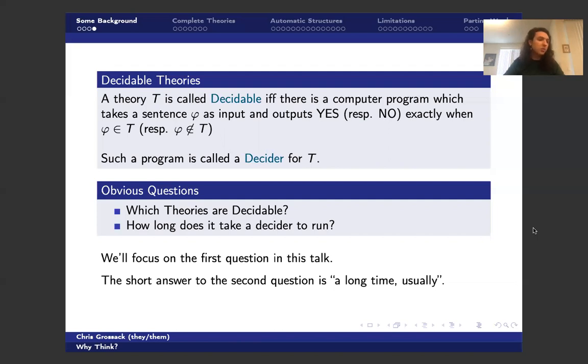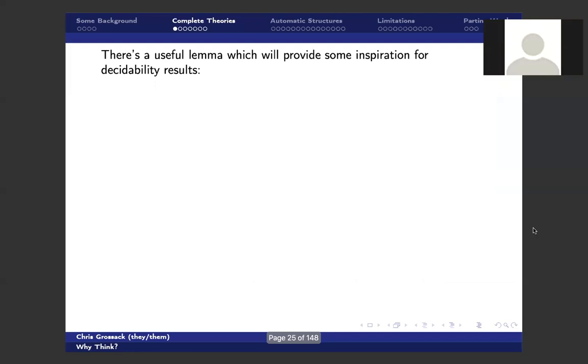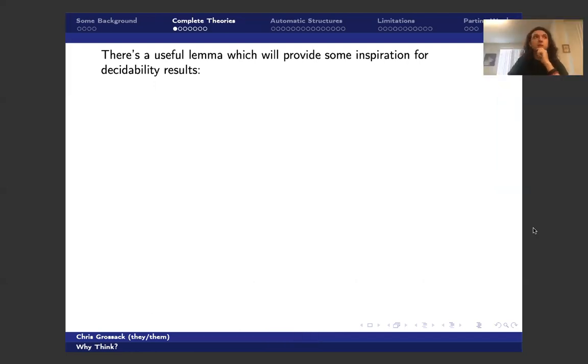Everything that I know, you could in theory turn the proof into a real computer program that does the thing. And people have. A lot of computer scientists are interested in that. Okay. Cool. So there's a useful lemma, which will provide some inspiration for the decidability results.